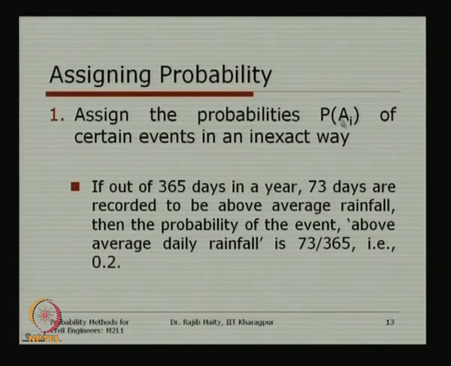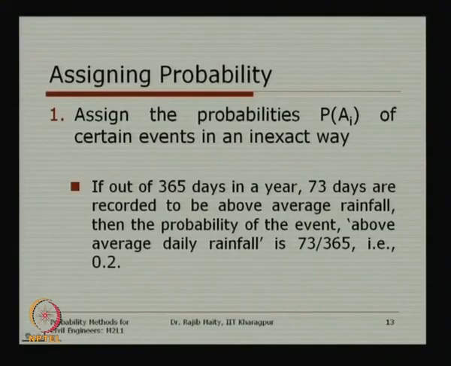Say, for example, here the event is A. To assign the probability P(A) of a certain event in an inexact way, I have to see the historical record of a particular experiment, and based on the historical success rate of that experiment, I assess some number. As this historical record is never an infinite series, we call it the inexact way.